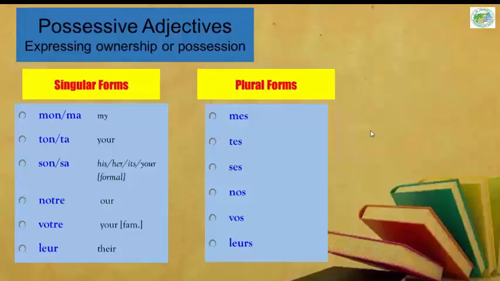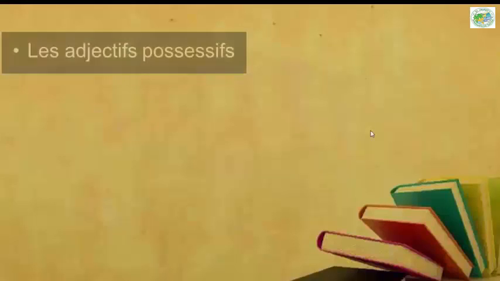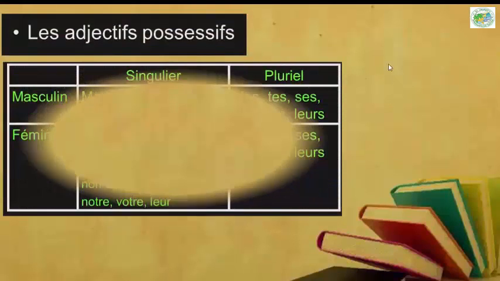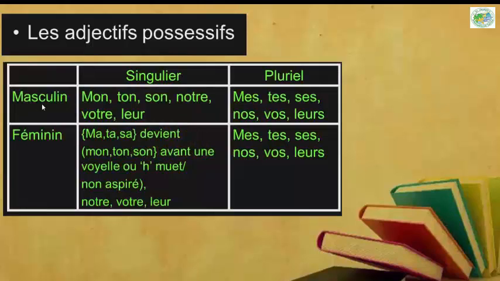Okay, les adjectifs possessifs. Again, let's clarify this point. Pour le masculin, on utilise mon, ton, son, notre, votre, leur. Pour le pluriel, on a mes, tes, ses, nos, vos, leurs avec s. Pour le féminin, ma, ta, sa. Watch this. We will change them into mon, ton, son avant une voyelle ou H muet, non aspiré. Okay, we will explain this now.